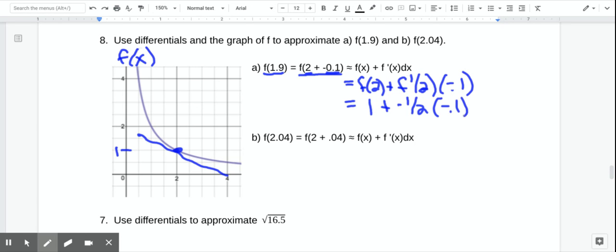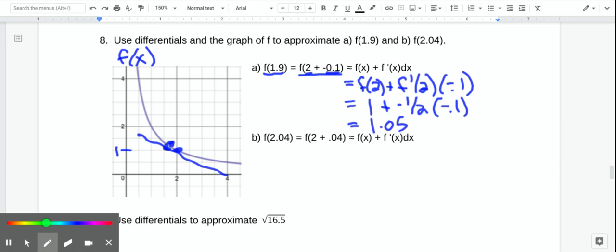Okay, so basically what we're doing is we're finding the y value on this line, rather than finding it on the function. And we're just going to say the line is close enough to the function, it'll be a pretty good approximation. So when we put that in the calculator, we get 1.05. Okay, so that's the y value on the line, which is pretty darn close to the y value on the actual function. All right, let's try it for another point. I'll switch colors so you can kind of see this.